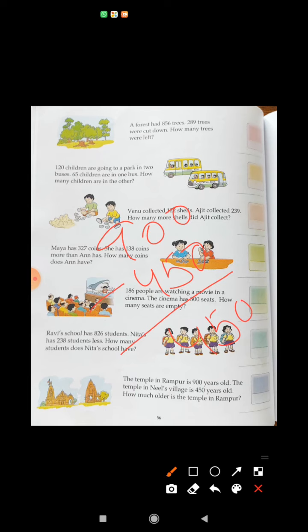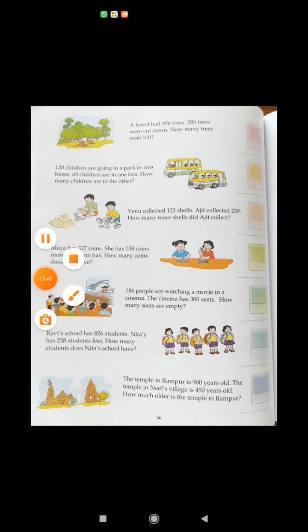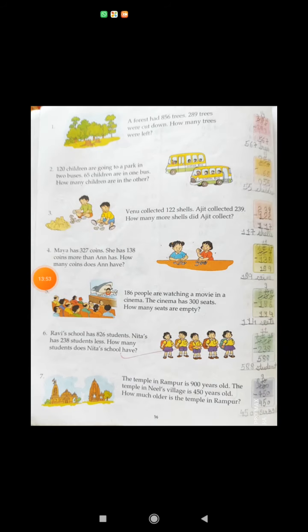Now you have to do this page in books and copies both, but your writing should be neat and clean. No need to write the question, only do the solutions. After doing, you can match the answers from this page. I hope you understood.